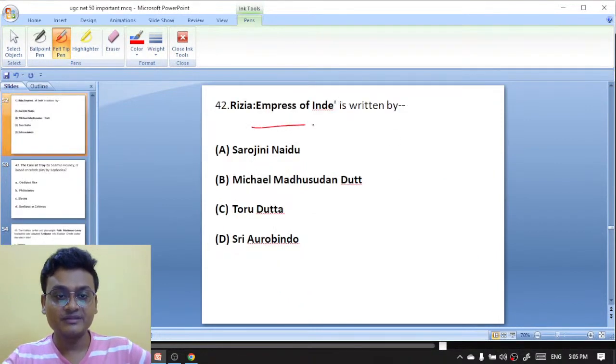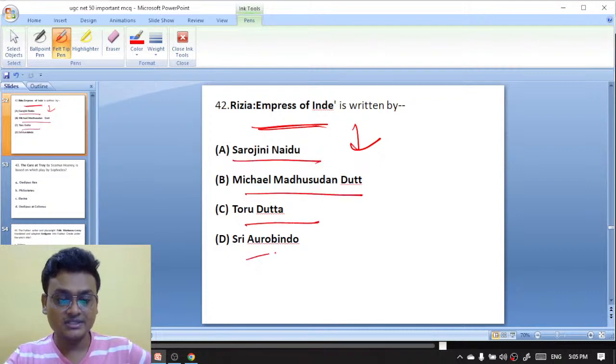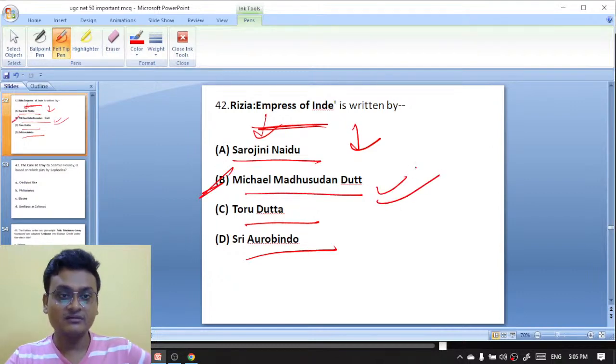Rizia, Empress of India is written by Sarojini Naidu, Michael Madhusudan Dutt, Toru Dutt, or Sri Aurobindo. Rizia, Empress of India written by whom? It is by Michael Madhusudan Dutt. B is the answer here.